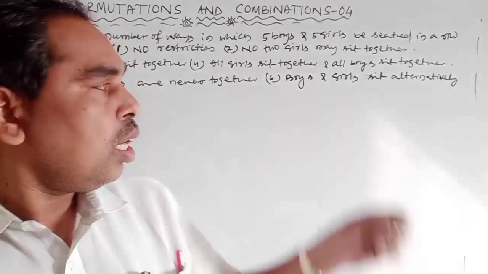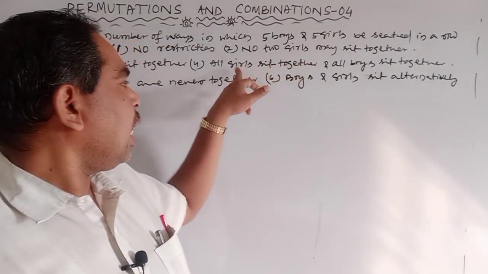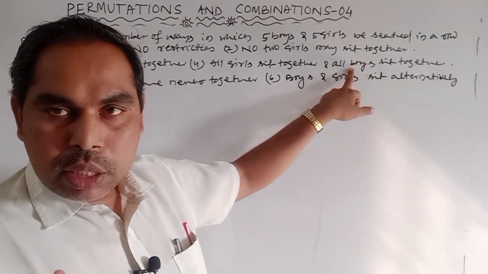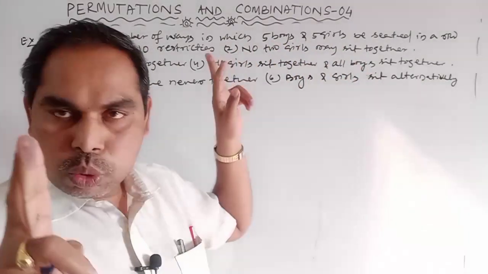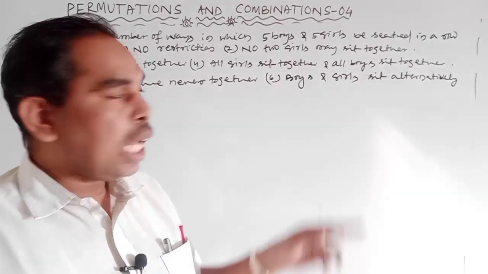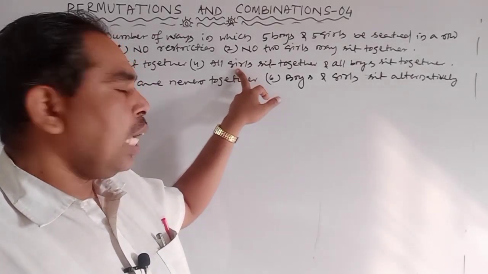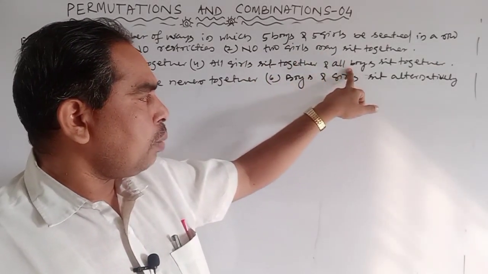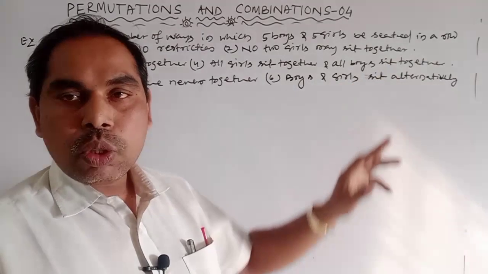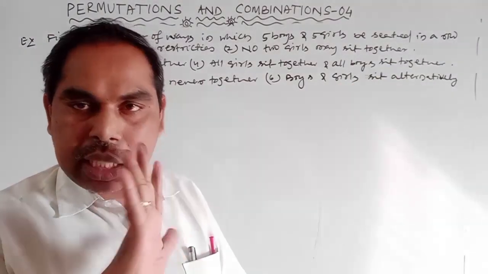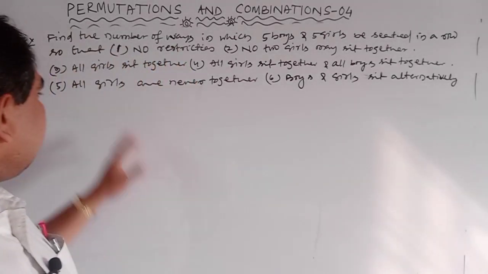Okay, all girls taken as one unit, all boys taken as one unit. The total number of units is equal to 2. 2 units can be arranged in a row in 2 factorial ways. Now all girls can be arranged among themselves in 5 factorial ways, and all boys can be arranged among themselves in 5 factorial ways. So the total number of such arrangements is equal to 2 factorial into 5 factorial into 5 factorial. Okay.